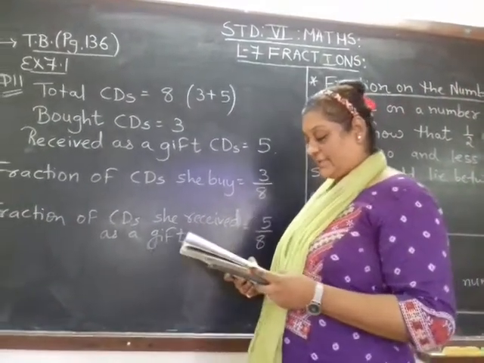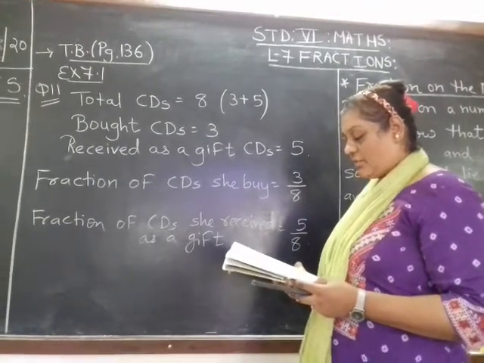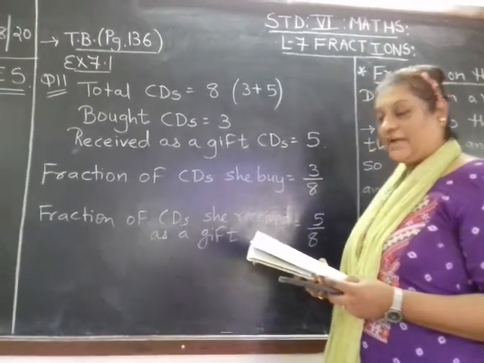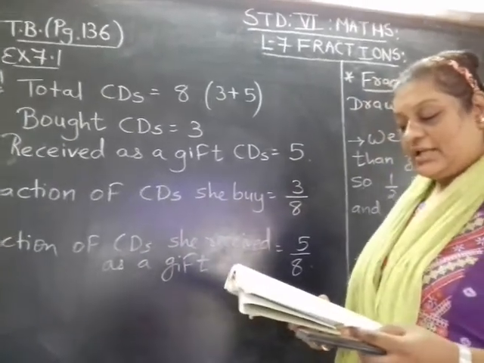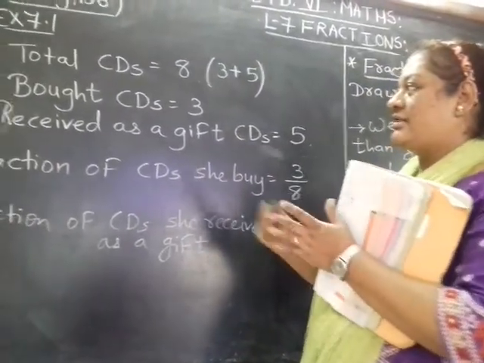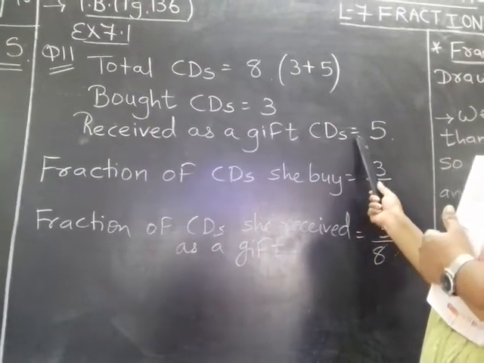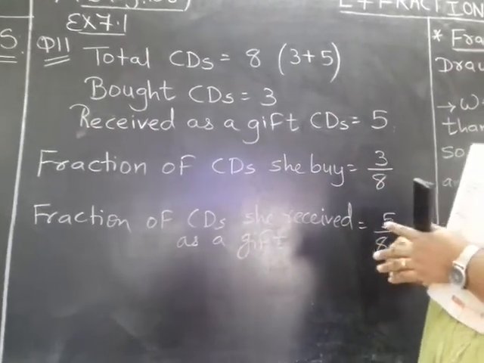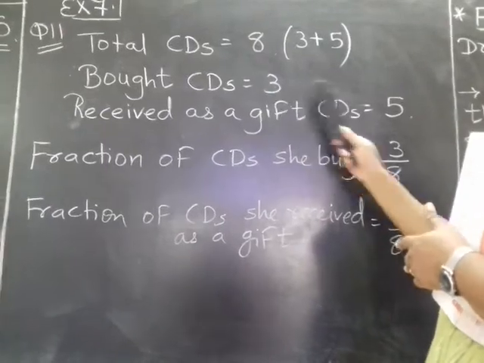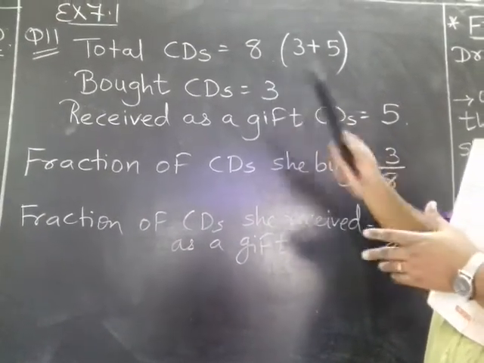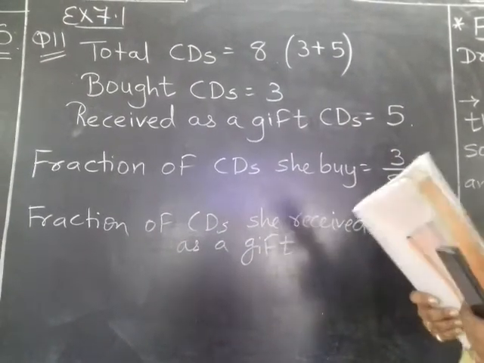Christine received a CD player for her birthday. She bought 3 CDs and received 5 as a gift. So she purchased 3 CDs and she received 5 CDs as a gift. Now in total, how many CDs does she have with her? 3 plus 5 makes 8. So the total CDs she has is 8.